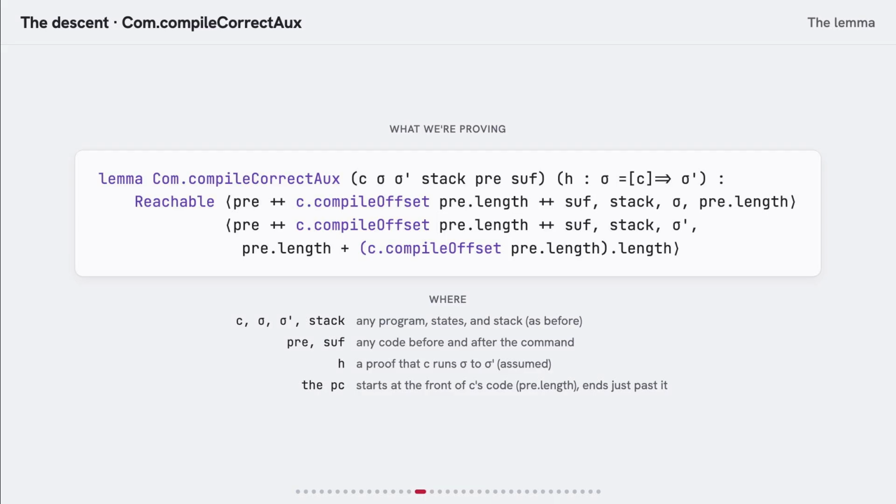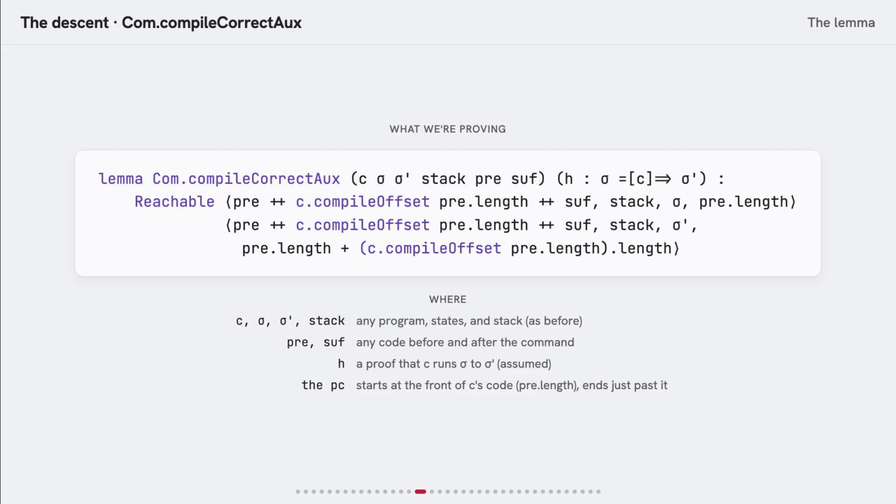com.compileCorrect aux. It adds 2 inputs, pre and suff, which are short for prefix and suffix, the code before and after the command. It keeps the same proposition H that the command runs sigma to sigma prime. Conceptually, the claim is that a single command does the right thing when it sits inside a larger program. Formally, we claim reachable can be constructed with these 2 configurations. One configuration is reachable from the other.